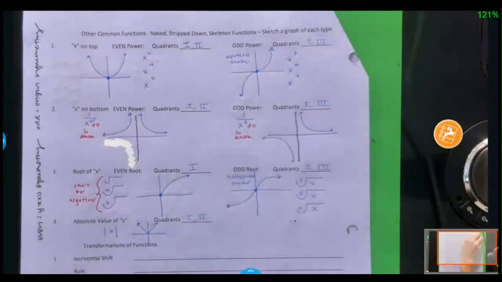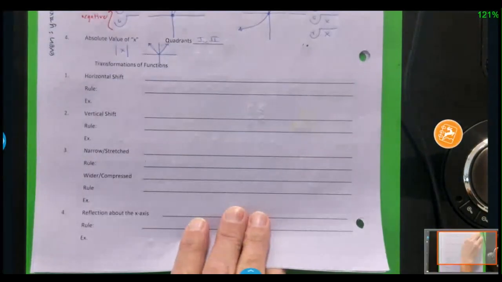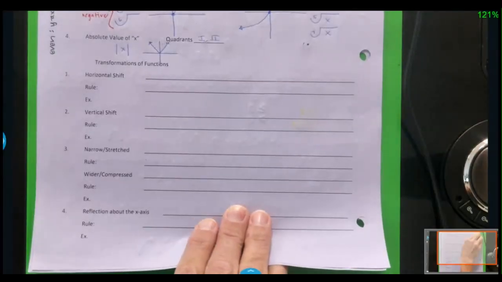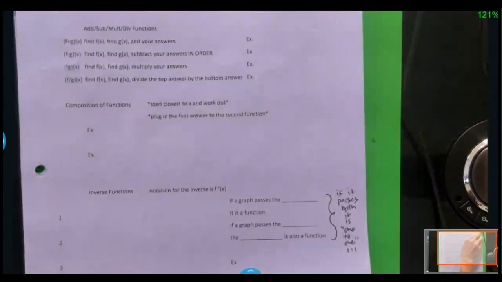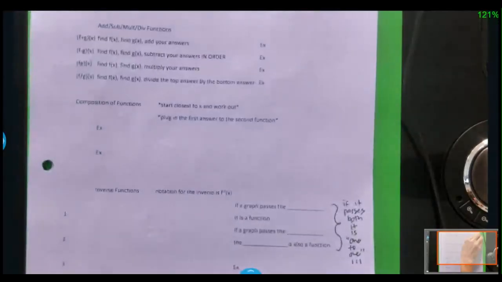All right. So I will try to help you get this straightened out maybe Tuesday. But today we're going to start the end of this chapter. We're going to finish this page right here today. And we're starting right here where it says add, subtract, multiply, and divide functions.